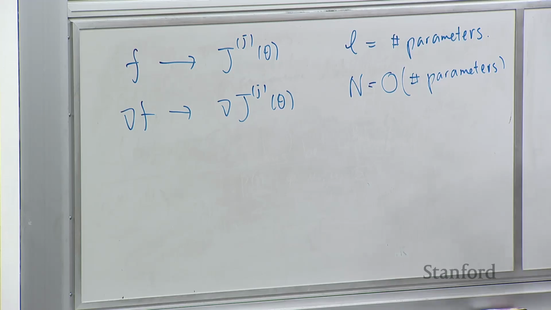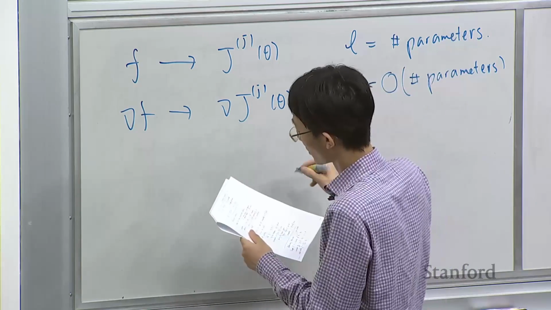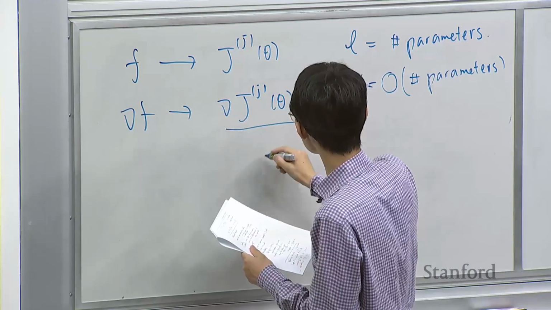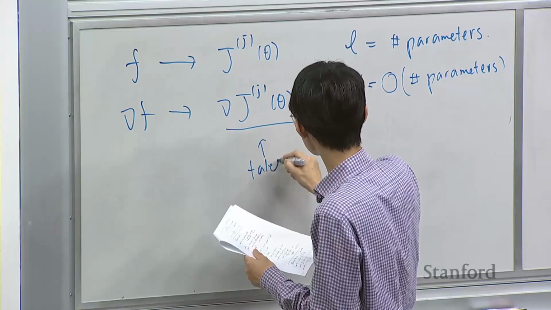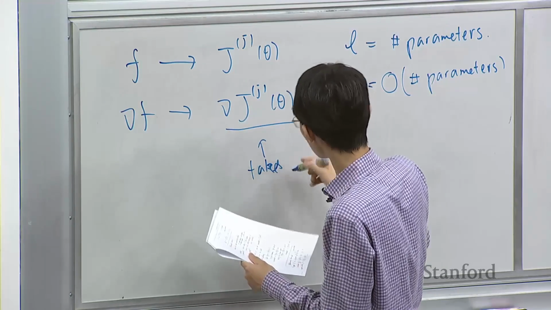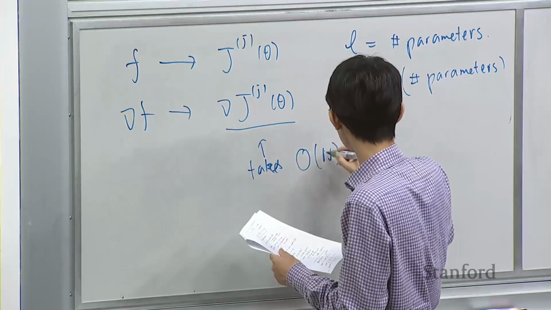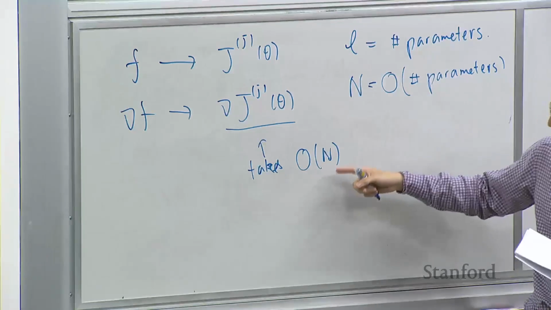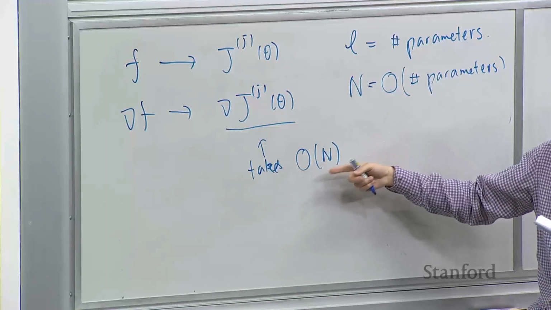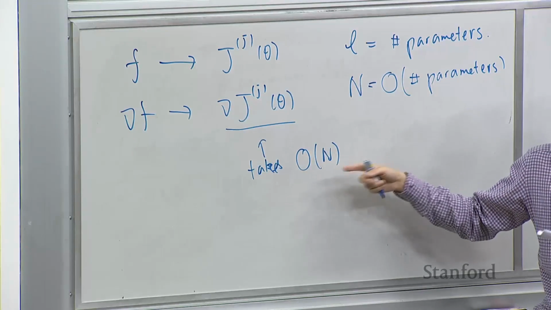So that means that computing the gradient, according to the theorem, also takes O of n time. So basically, you only have to take O of the number of parameters time to compute the gradient.